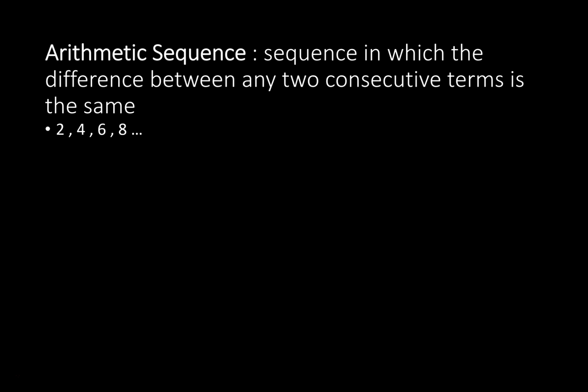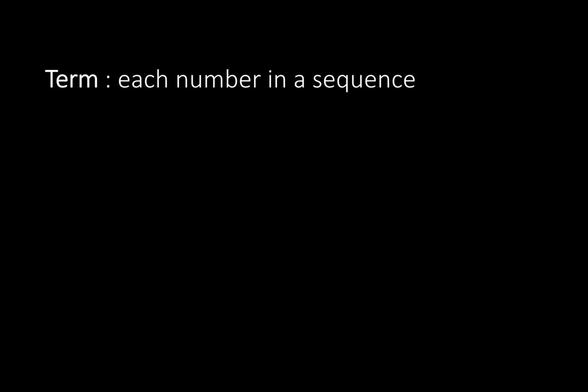An arithmetic sequence, this is one of the two main things you need to know today. It's a sequence in which the difference between any two consecutive numbers is the same. So 2, 4, 6, 8, there's a difference of 2 between here. There's a difference of 2. There's a difference of 2. And it keeps on going. That's an arithmetic sequence.